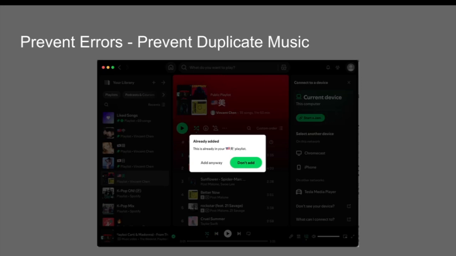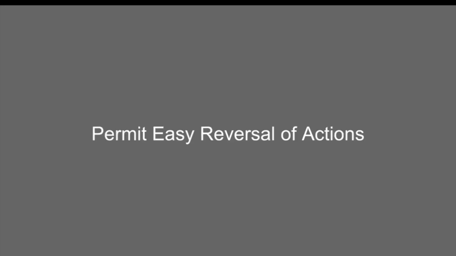In addition, Spotify prevents adding duplicate music. When a user is trying to add music that has already been added to the playlist, it will show "this is already in your playlist" and prompt you to not add the music to the playlist with the bright colored button. This can effectively prevent the user from having duplicate contents in the playlist.